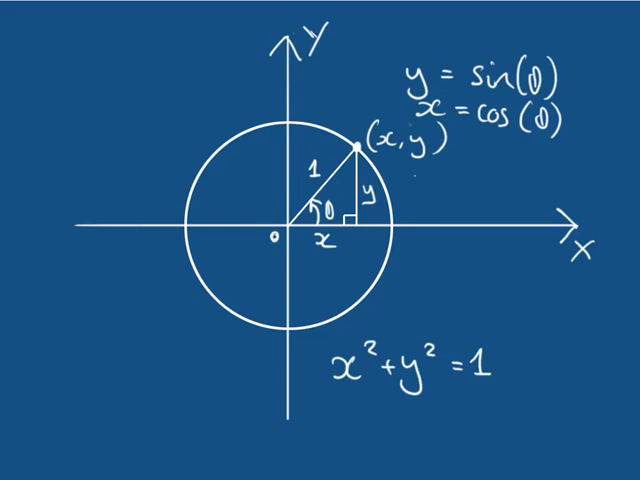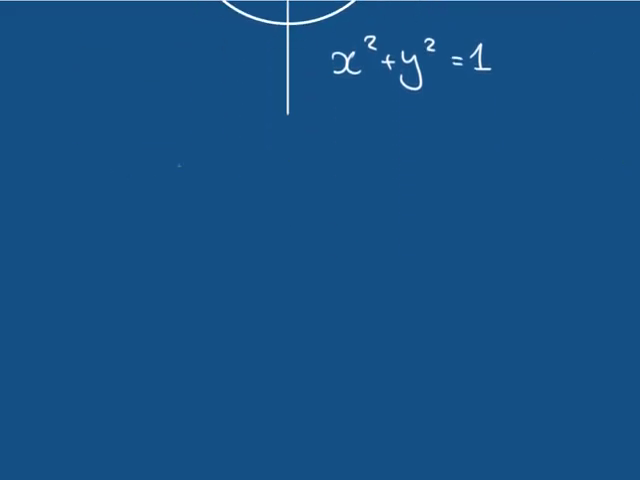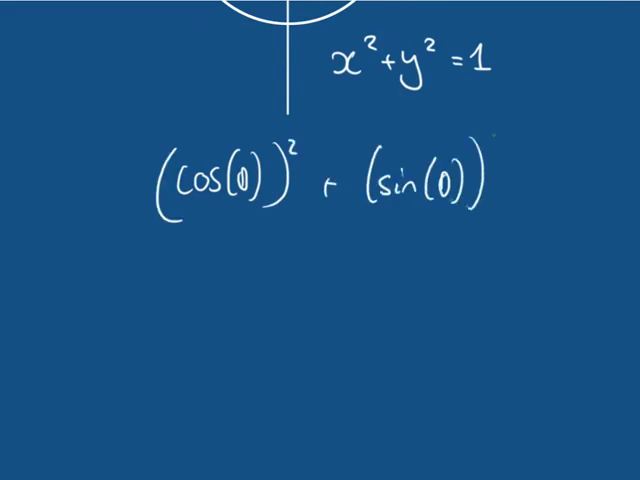But we also know that x is equal to the cosine of theta and y is equal to the sine of theta. So we can place those into our equation, and we can see that the cosine of theta all squared plus the sine of theta all squared is equal to a value of 1.